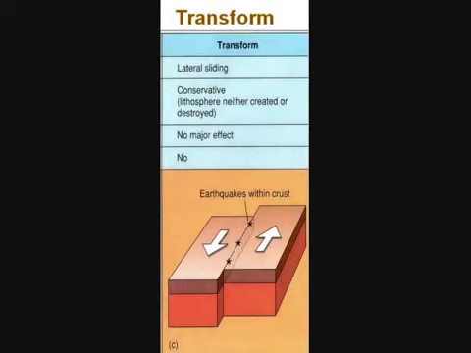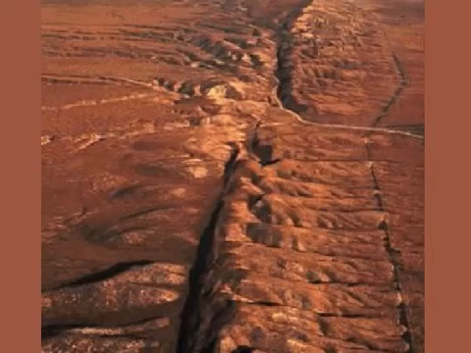The third type of plate movement is called transform. In this movement, the 2 plates merely move from side to side, sideways in a lateral movement. This movement neither creates or destroys crust. This movement moves the plates back and forth, causing violent earthquakes.